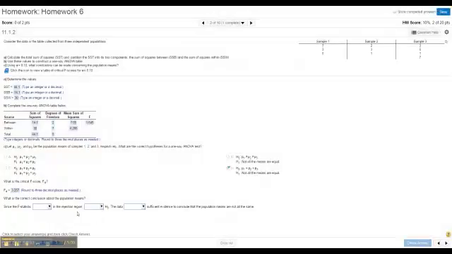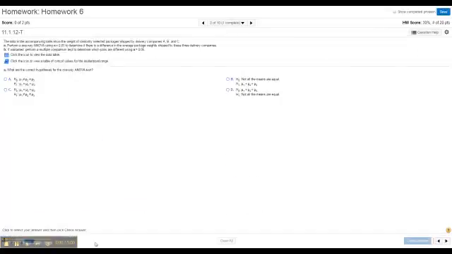What is the correct conclusion? We're comparing this 1.645 here to the 3.257. The F statistic does not fall in the rejection region. And so we would have do not reject the null. The data do not provide sufficient evidence to conclude that the population means are not all the same.